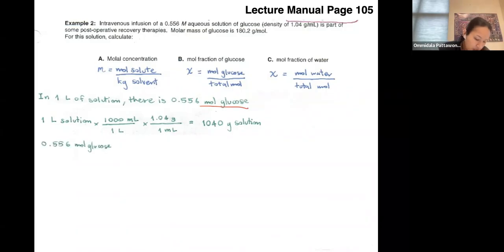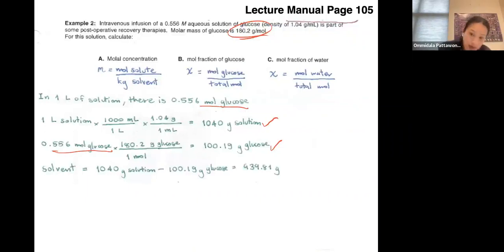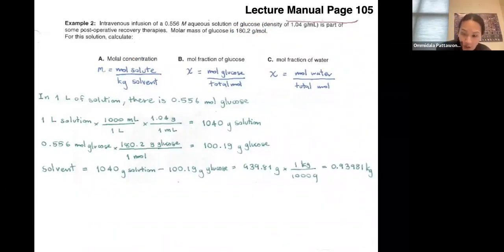So what I'm going to do is convert the mole of glucose that we know to grams by using its given molar mass. If you do that, you are going to get about 100.19 grams of glucose. Now you know grams of the solution, you know grams of the solute. So the grams of the solvent is going to equal 939.81 grams. Up until this point, you are not able to plug into this equation yet because it requires kilograms of the solvent. So the next step is to convert these grams into kilograms. It's going to give you 0.93981 kilograms.